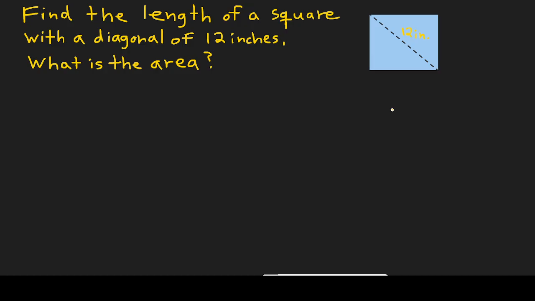The problem says find the length of a square with a diagonal of 12 inches, and we are also asked to find the area. So we have a picture here of a square, and we can see the diagonal length is 12 inches. What we know about a square is that all of the sides are the same length. So we can call all of those sides length x.